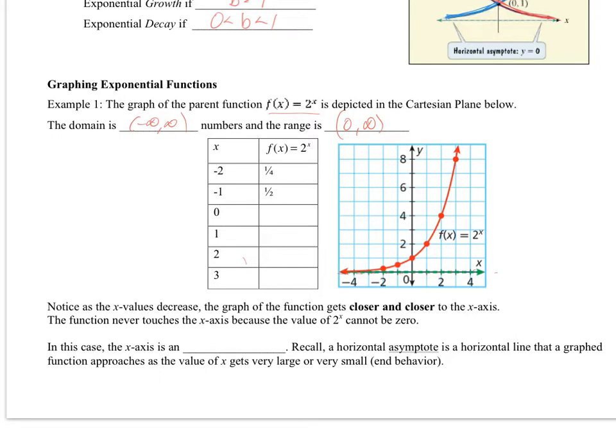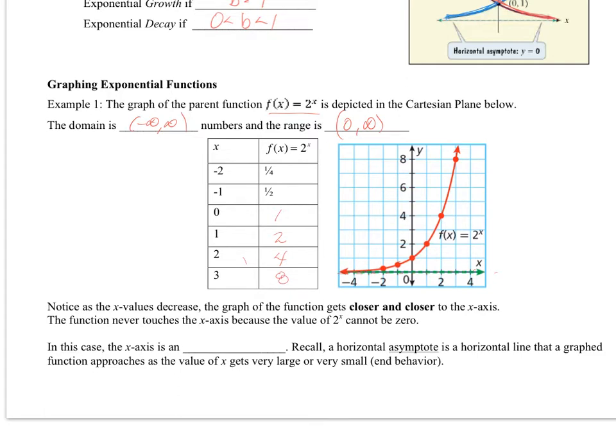So if we substituted in values for x into the function, when x is equal to 0, the function value output is 1. When x is equal to 1, the function value is 2. When x is equal to 2, 2 squared is 4. 2 to the third power is 8. So we can see these points being plotted on the graph.